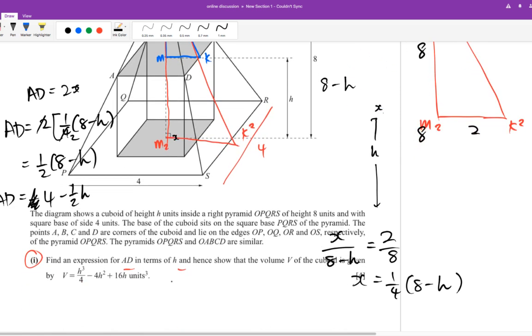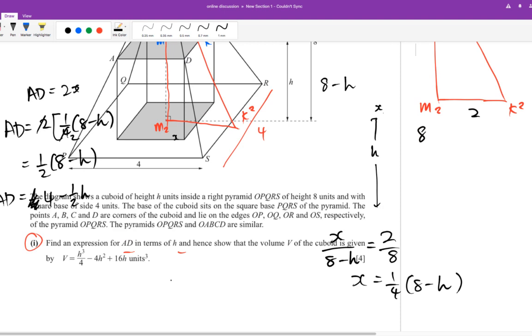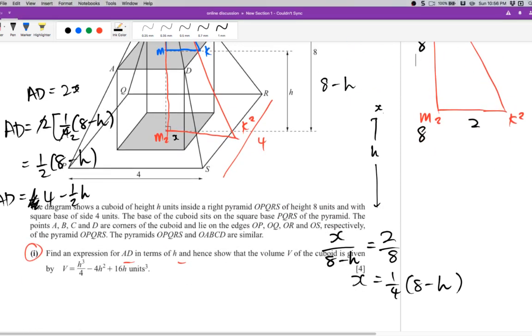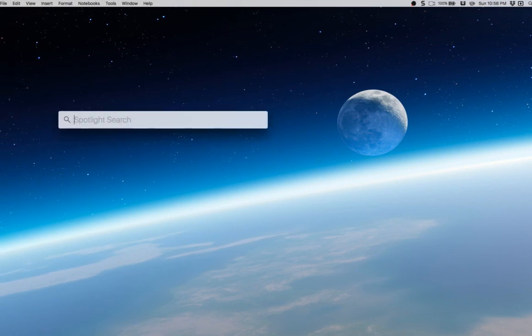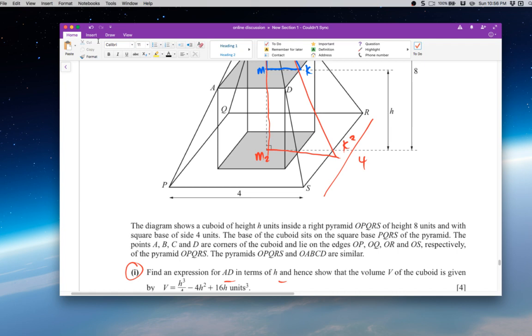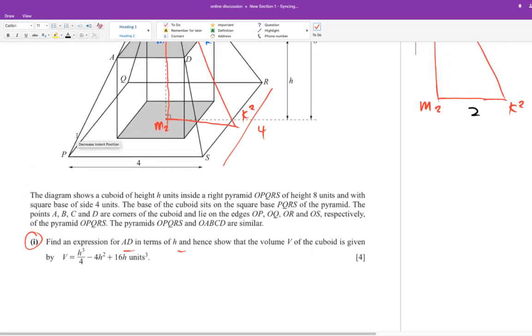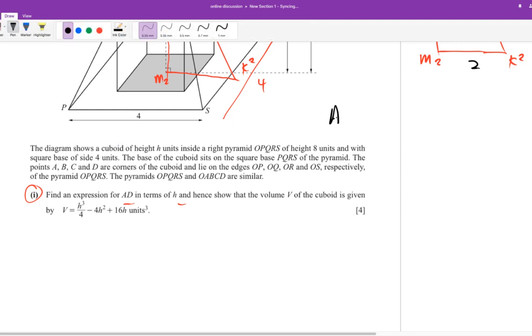Alright, then you want to show that the volume... Okay, so yeah, we got AD equals to half of 8 minus h, if I'm not mistaken. Then we will need to find the volume of the cuboid. Hence, find the volume of the cuboid.